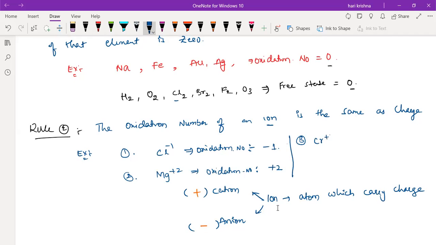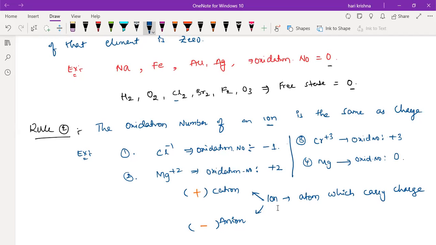If you take Cr plus 3, oxidation number is +3. If you take only Mg, what is the oxidation number? 0. Very good. Mg, there is no charge, right? So it is in the free state. It is 0.